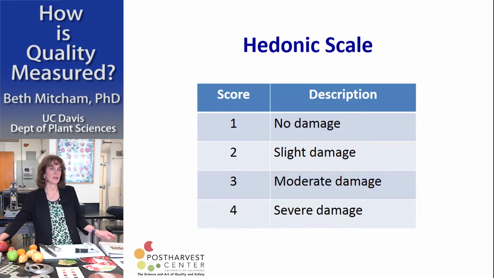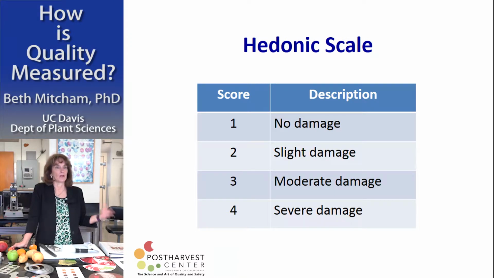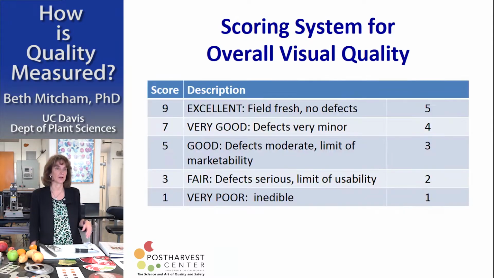And we call a scale like this a hedonic scale. So generally it's a 1 to 4 or 1 to 5 scale, where 1 is no damage. Then you go to slight damage, moderate, and severe. And so that's one way to assess the appearance quality of the product.